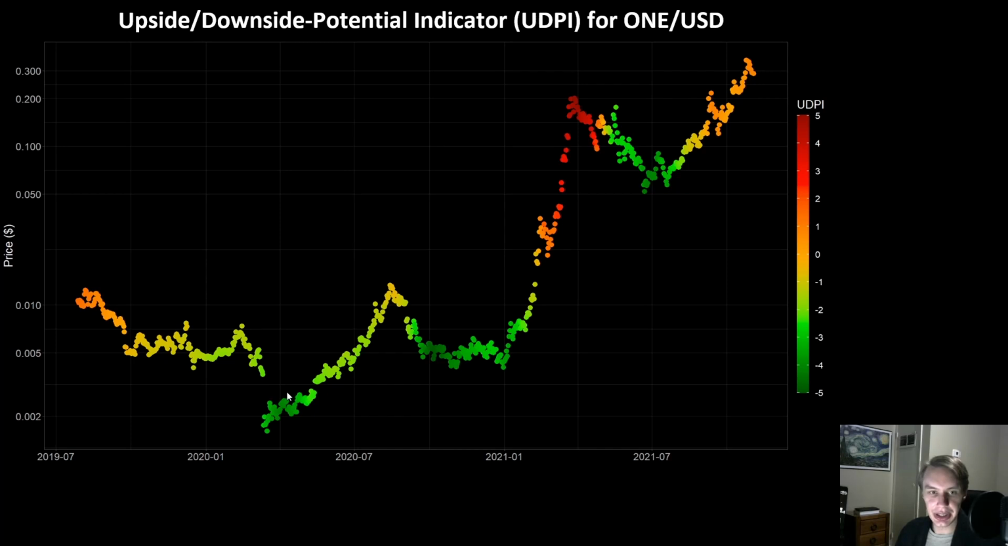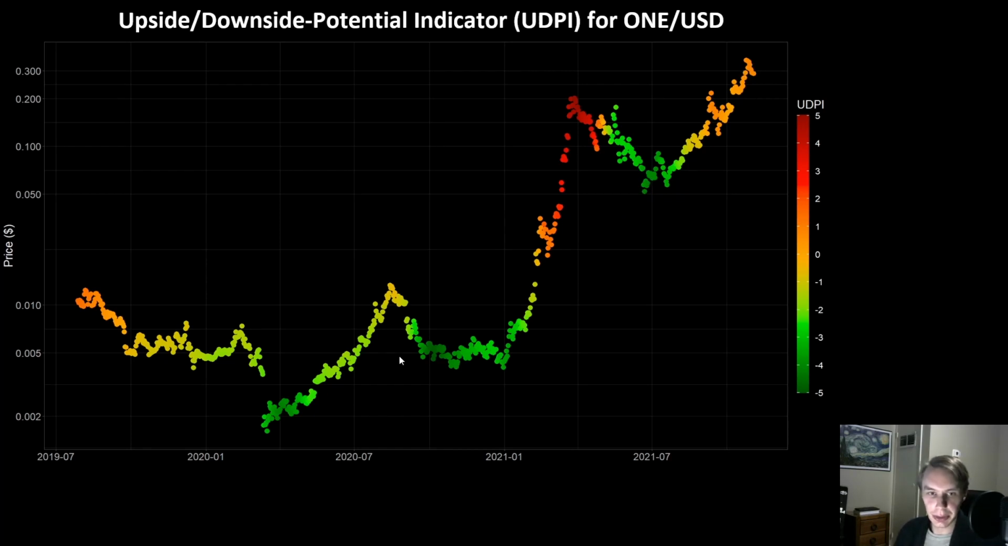If you've been following the channel, this is going to be a familiar story. The UDPI is quite good at catching these low risk zones, these points where acquiring the asset, in this case ONE, was quite advantageous historically, as well as these tops, these points where the upside potential got tapped out, and then the asset oftentimes will correct off of that into these local bottoms. And then again, UDPI catches the summer as being a particularly low risk zone for ONE, and then off we went to the races again.